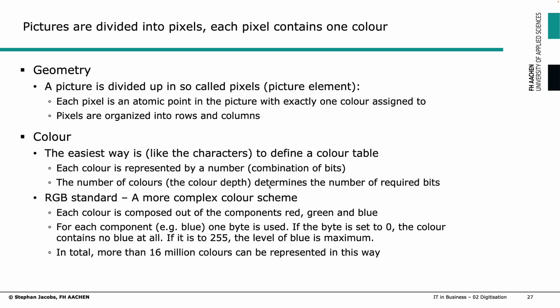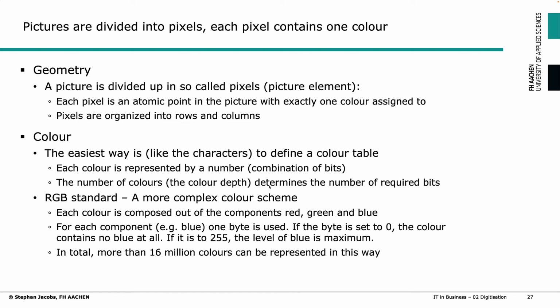So how does it go? The geometry first: a picture is divided up into so-called pixels, which is an abbreviation for picture element. In digitized pictures, each pixel is an atomic point in the picture which has exactly one color assigned to it. Usually pixels are organized into rows and columns.